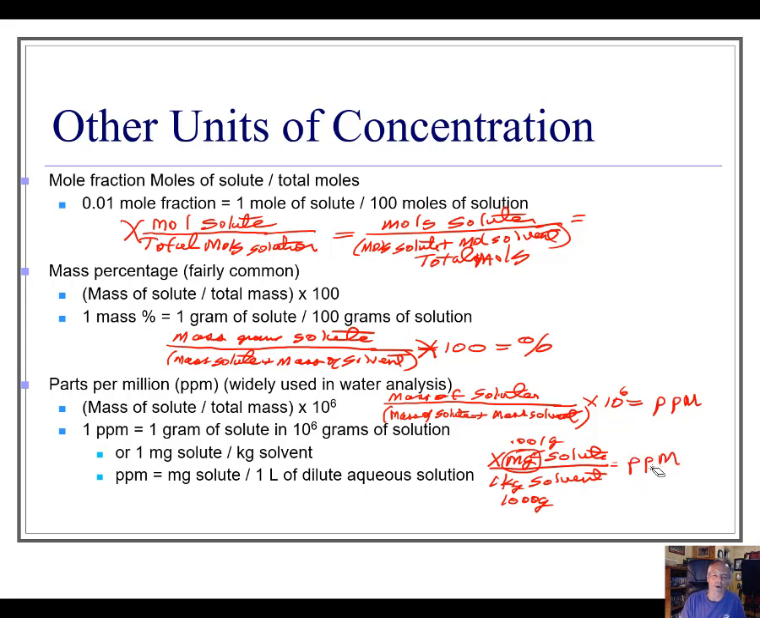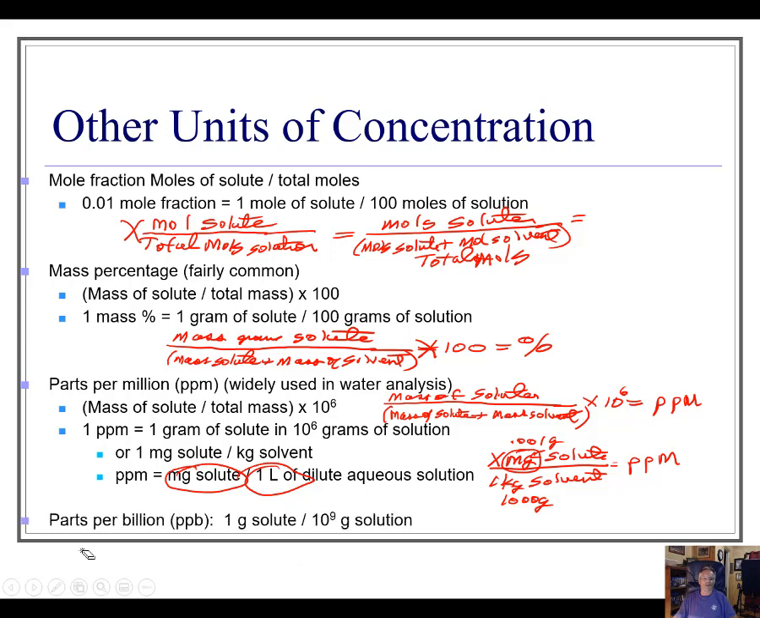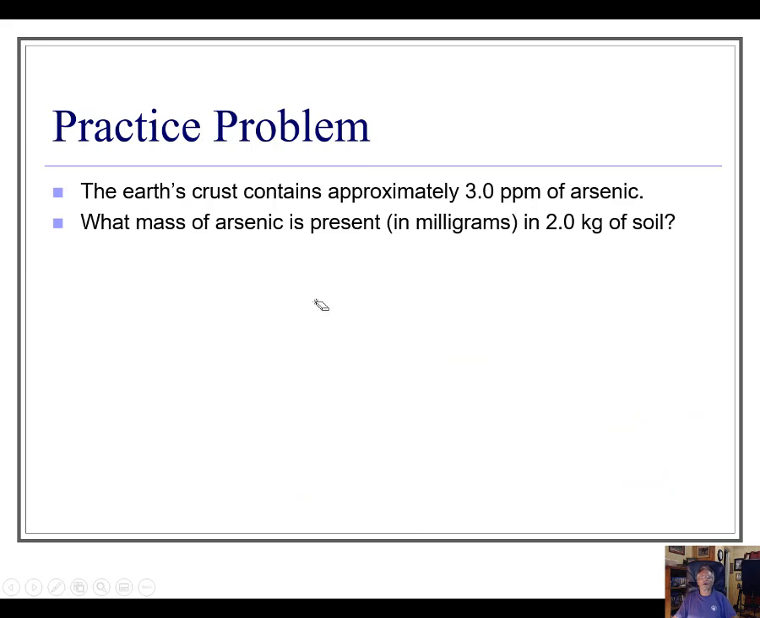You can do the same thing by doing milligrams of solute per liter of solution, as long as it's a dilute aqueous solution where parts per million is an appropriate measurement. You could even have a more dilute concentration in which you would be dealing with parts per billion, which is just a gram of solute per billion grams of solution. All right, let's do a practice problem.